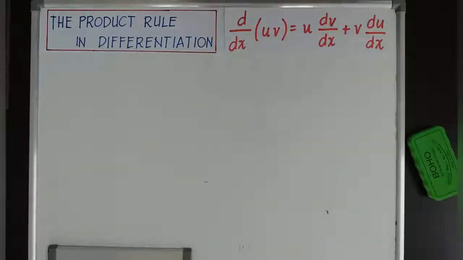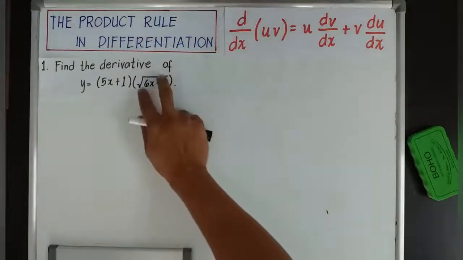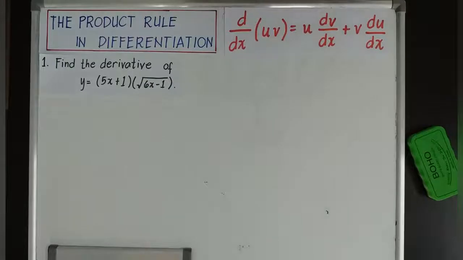So basically the u and the v only represent the first function and the second function. U represents the first function, v represents the second function. It's just a matter of applying the rule so that you can differentiate the product of two functions. For example, this example number 1. It says find the derivative of y is equal to 5x plus 1 multiplied by the square root of 6x minus 1.